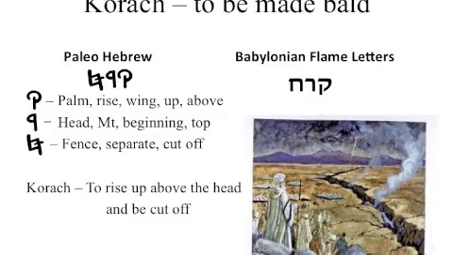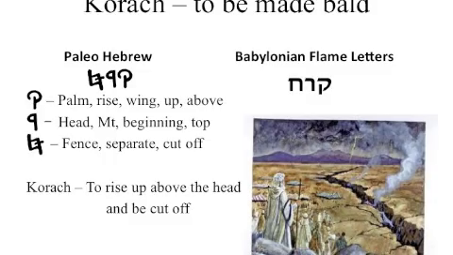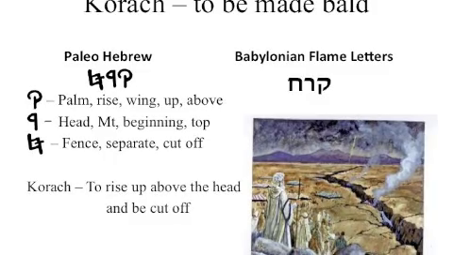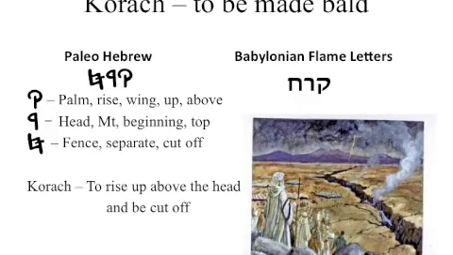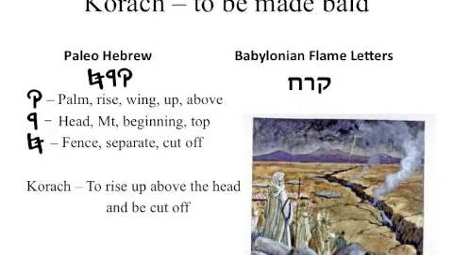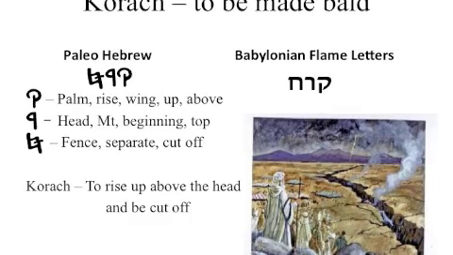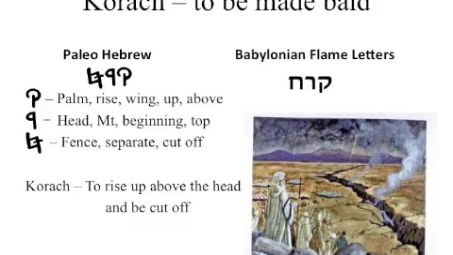This, of course, is the kaf. And the Hebrew letter kaf means a palm, like the palm of the hand, rise, wing, like a wing of a garment, up or above. That's what the Hebrew letter kaf means.